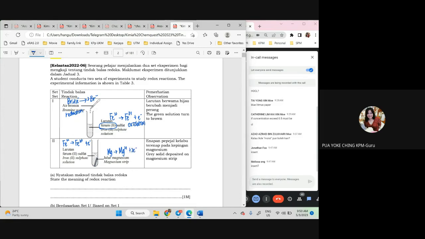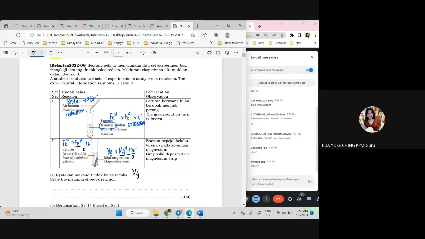You perasan tak kalau saya terus buat Fe become Fe3 plus E minus, Mg become Mg2 plus sini, apa jadi? Ini oxidation, ini pun oxidation. Redox tak boleh dua-dua oxidation, maksudnya ada satu yang salah. So, satu yang salah, siapa salah? Okay. Let's say, kalau saya buat macam ni.